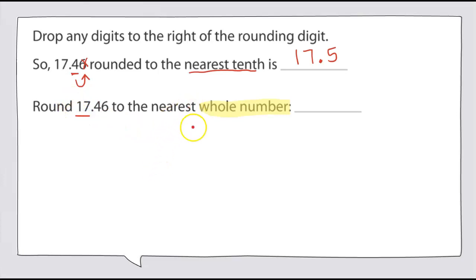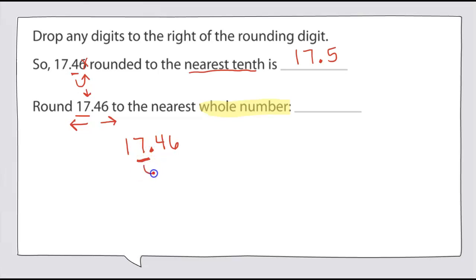It says to the nearest whole number. So we want the whole number that is closest to the decimal. Remember, when we have a decimal, the digits to the left are whole numbers. The digits to the right are parts of a whole. So here, our nearest whole number is going to be this 7 in 17. So 17 and 46 hundredths, we're going to underline that 7 because it's the nearest whole number to our decimal.